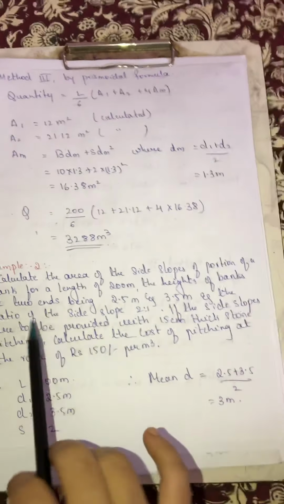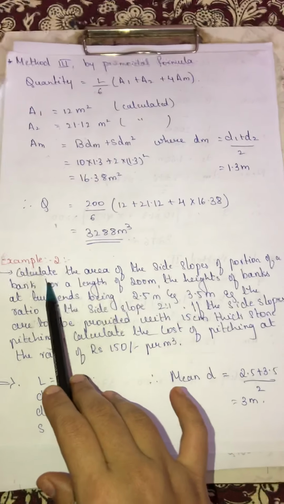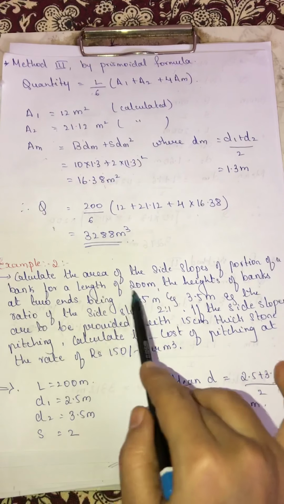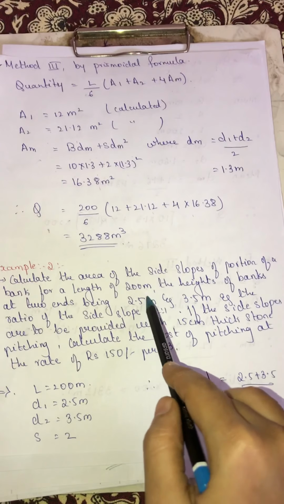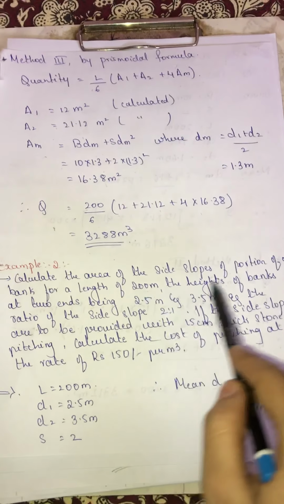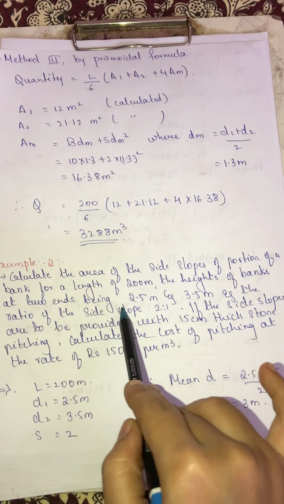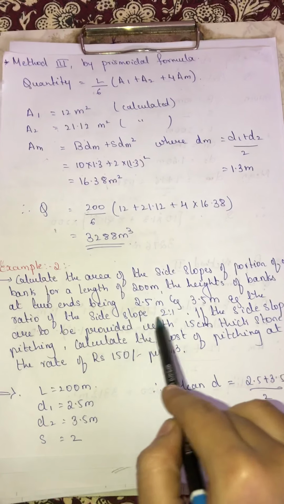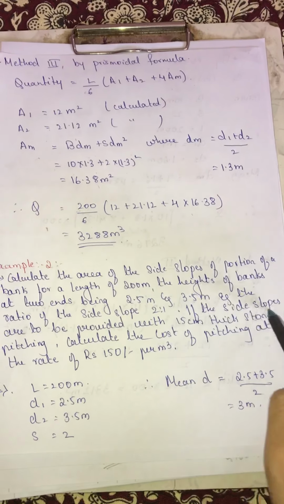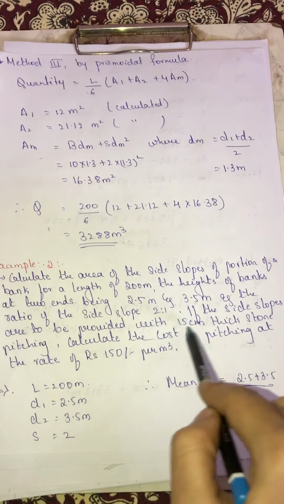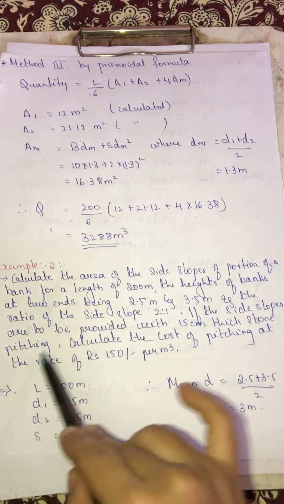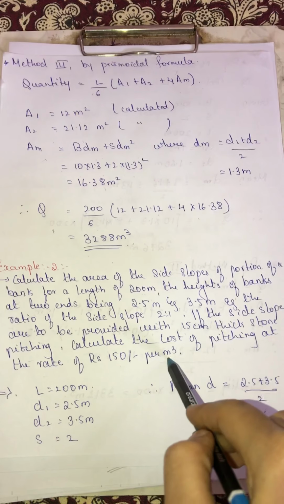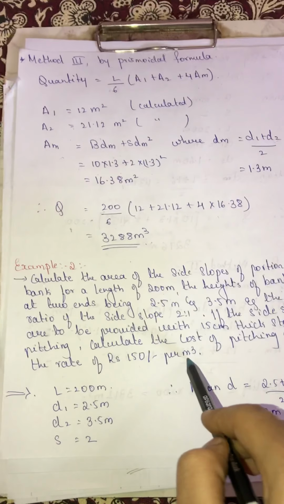Now moving on to another simple example: calculate the area of the side slopes of a portion of a bank for a length of 200 meter, so again L is 200 meter here. The heights of the bank at the two ends, D1 and D2, are given as 2.5 and 3.5 meter, and the ratio of the side slope is 2:1. If the side slopes are to be provided with 15 centimeter thick stone pitching, calculate the cost of pitching at the rate of rupees 150 per meter cube.